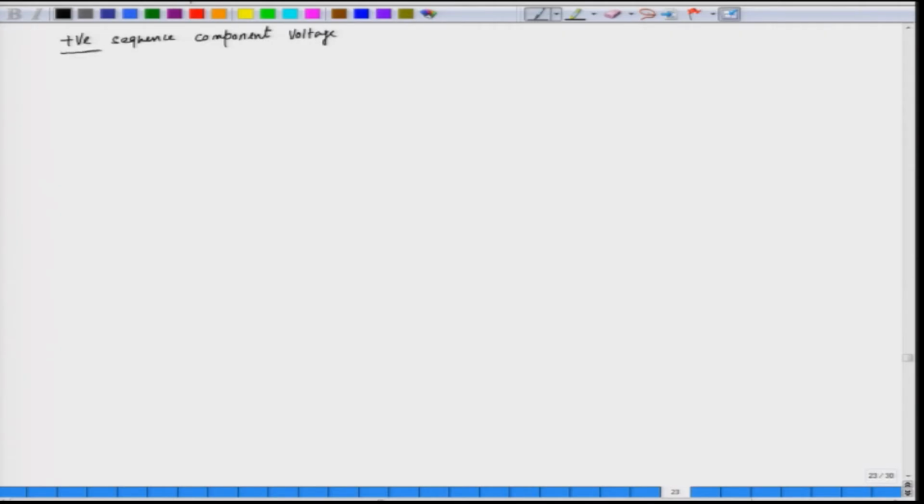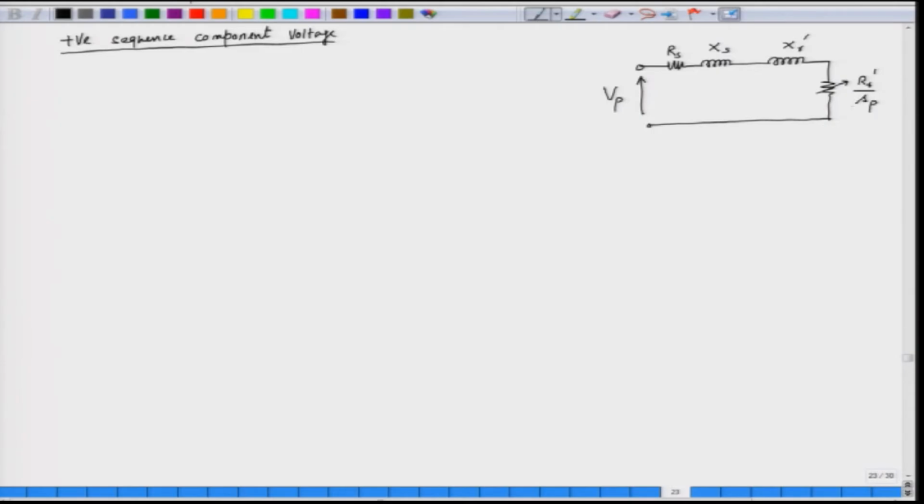So, if we apply the positive sequence component voltage, we have the same equivalent circuit. The equivalent circuit consists of the resistance, the reactance of the rotor and the resistance of the rotor. So, what we are applying here is Vp, and this is our phase voltage. This is the stator resistance, the stator reactance, the rotor reactance and the rotor resistance, and this slip is the positive sequence slip, that is Sp.